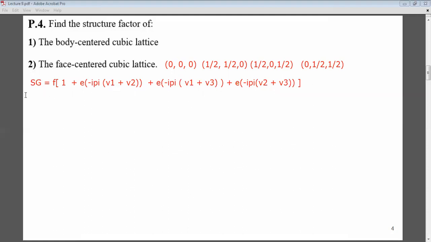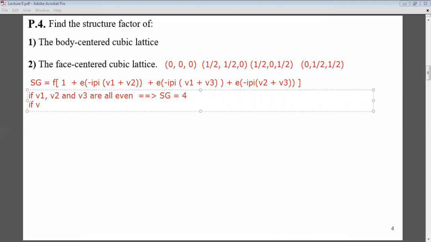Now let's take particular conditions. If V1, V2, and V3 are all even, what do I get? V1 plus V2 is even, since they are even, so I get e to the minus i, an even number multiplied by pi. So this will be 1, this will be 1, this will be 1, and there is a 1 here. I get SG equal to 4.